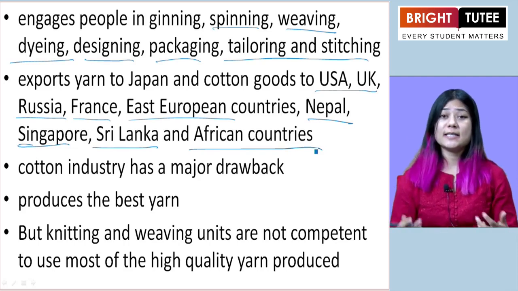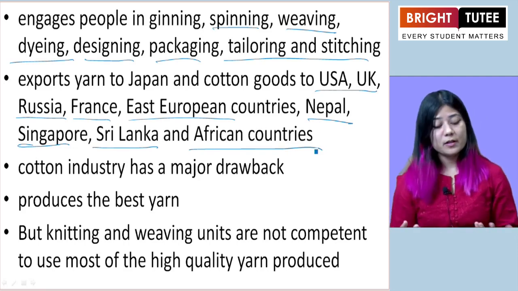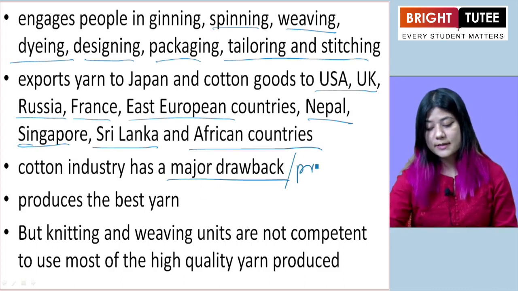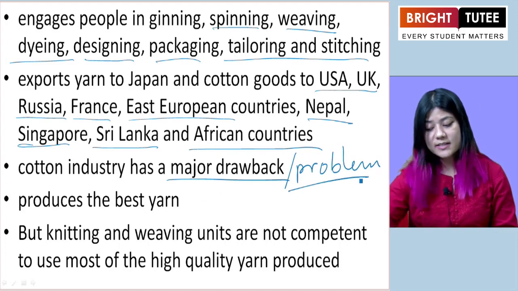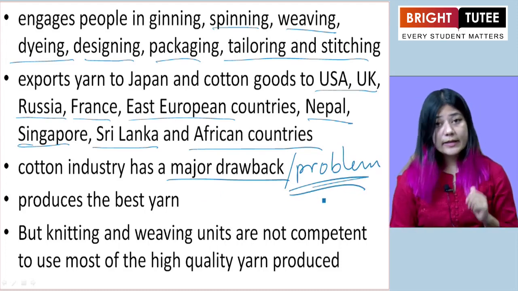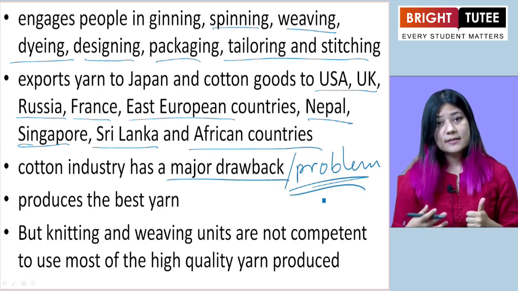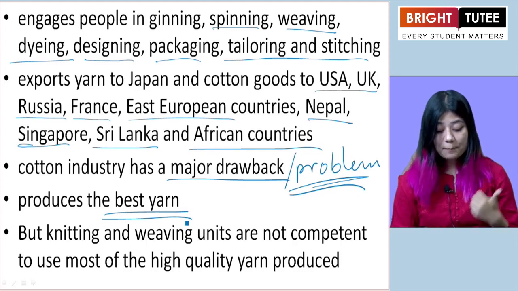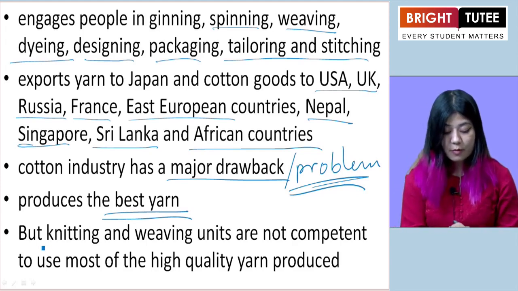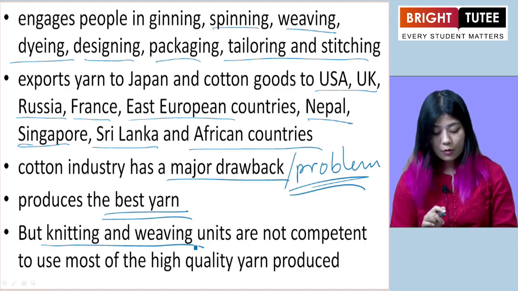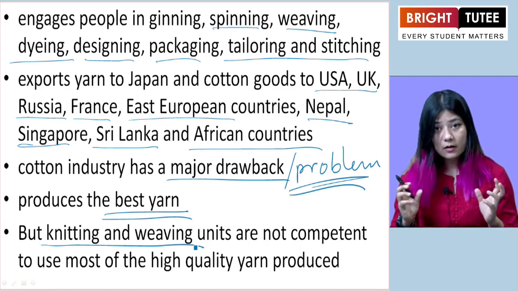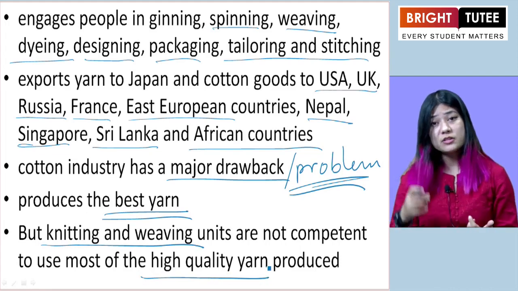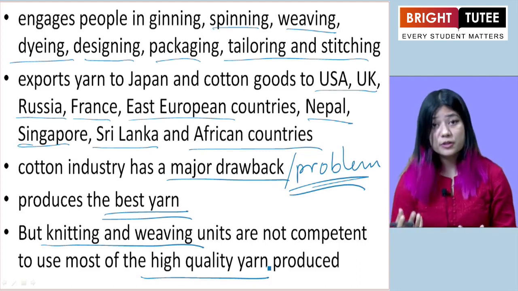Now, although cotton textile industries are doing very well, it has a major drawback, and that drawback means problem. And what is that problem? In India, cotton textile industries produce the best yarn. But we do not have proper knitting and weaving units that are competent and good enough to make use of the high quality yarn that we produce.